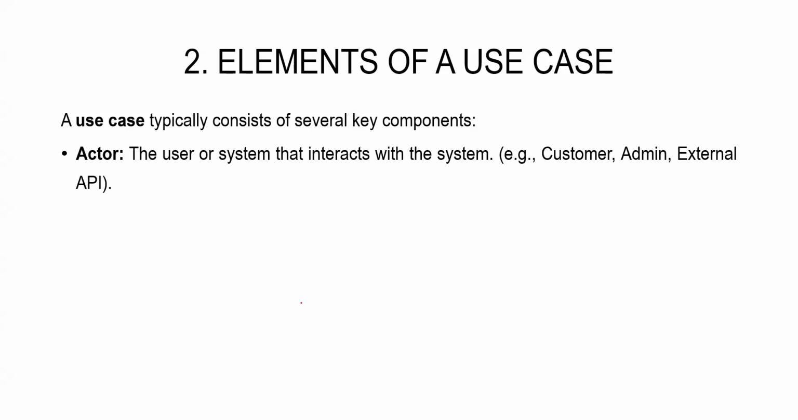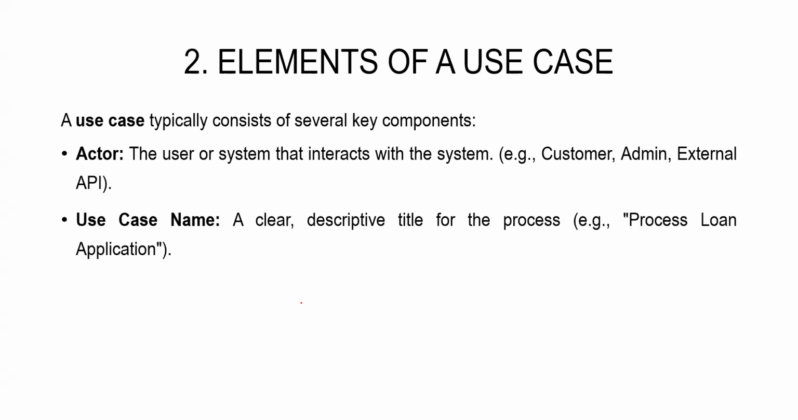Remember, on the left-hand side, there's a primary actor who is a normal user. On the right-hand side, there is a secondary actor who can be a system or an API that your main system is connected to, or it can be another module that the module you are looking at is connected to. So these actors can be customers, an administrator, an external API, etc. Apart from an actor, you have a use case name.